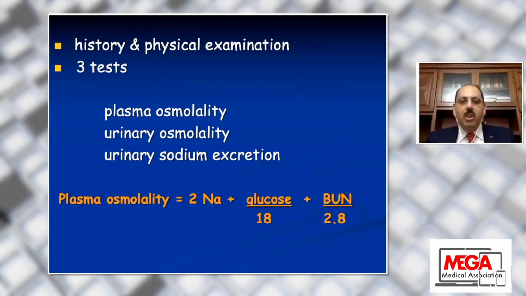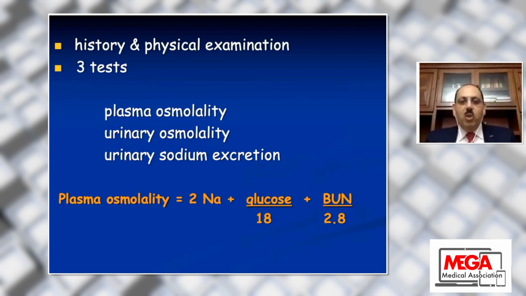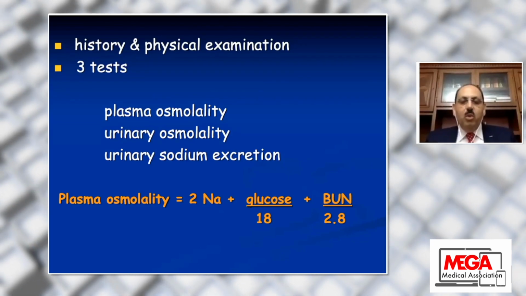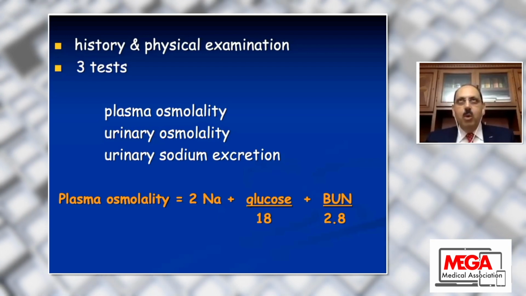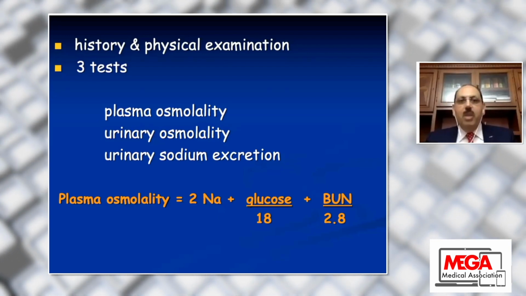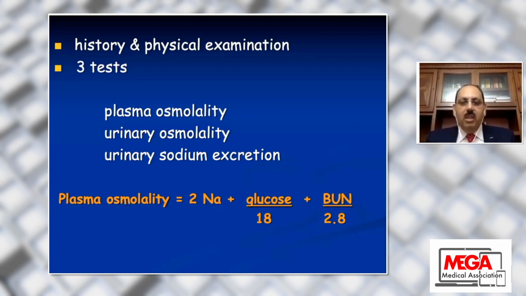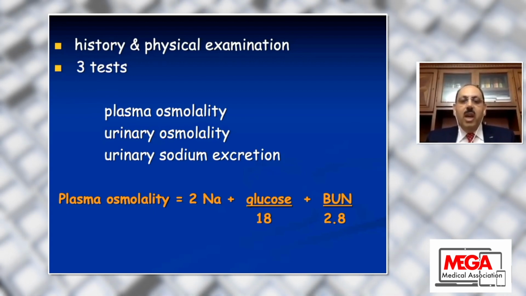And 3 tests should be done. First, plasma osmolality. It is very important to differentiate true hyponatremia from false hyponatremia, where the plasma osmolarity is normal or increased. Also urinary osmolality and urinary sodium excretion.